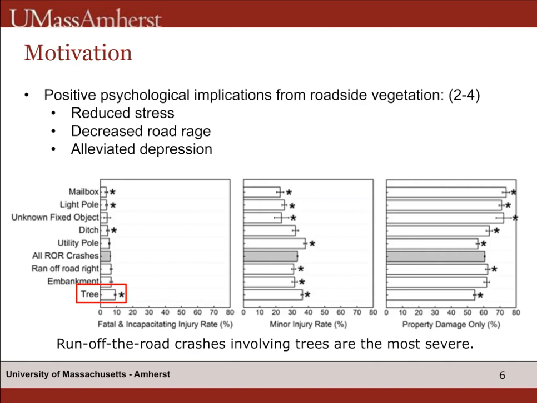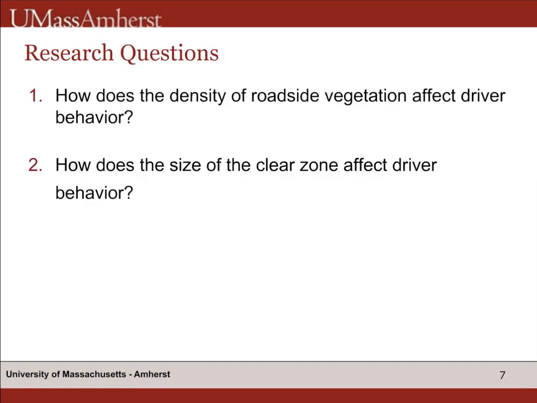Yet at the same time, when we think about run-off-the-road crashes, we know that run-off-the-road crashes involving trees have some of the worst severity, and we certainly know the outcomes of those. So we think about the pros and the cons, and we wanted to ask, when we put those together, how does the density of the roadside vegetation affect driver behavior, and how does the size of the clear zone affect driver behavior?